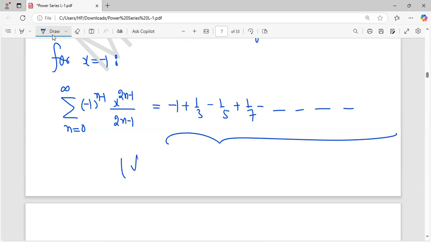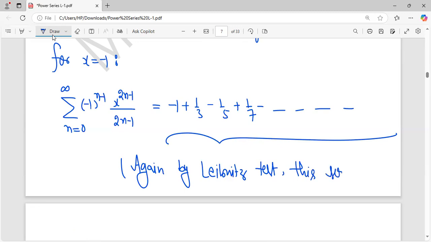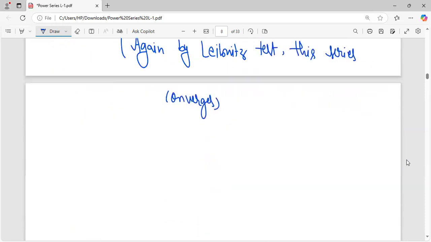Again, by Leibniz test, this series converges. Or you can say that this is the negative times of the series we obtained from x is equal to 1. This is a negative term. We can take minus common. And we have shown for x is equal to 1, the bracket thing converges. Or you can check separately, this series converges by Leibniz test. Okay.